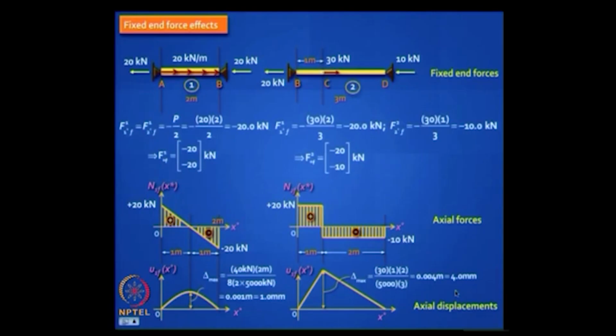Now what do you do next? You've got this 20 and 10. You have to pass it on to the global coordinates. How do you do that? Yes? It's T1 inverse. Will you proceed? Let's see how it works out.